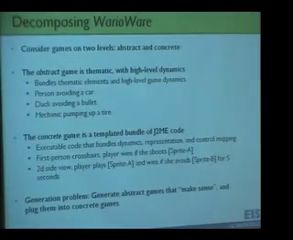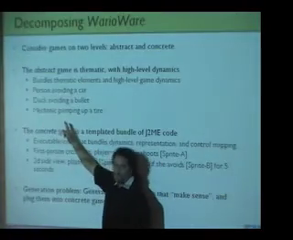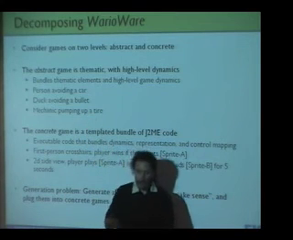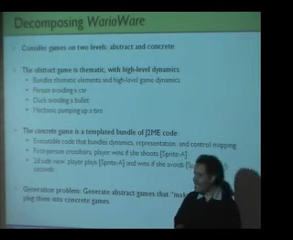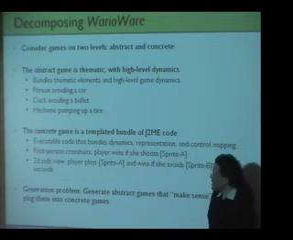So to decompose WarioWare for thematic design, we considered games on 2 levels: what we called abstract games, and concrete games. An abstract game is really thematic and specifies high-level dynamics. So a person avoiding a car, a duck avoiding a bullet, a mechanic pumping up a tire are examples of abstract games. Now, a person avoiding a car, well, there might be a lot of ways to implement jumping out of the way of a car, right? And that is implemented by concrete games, which are bundled templates of J2ME code.